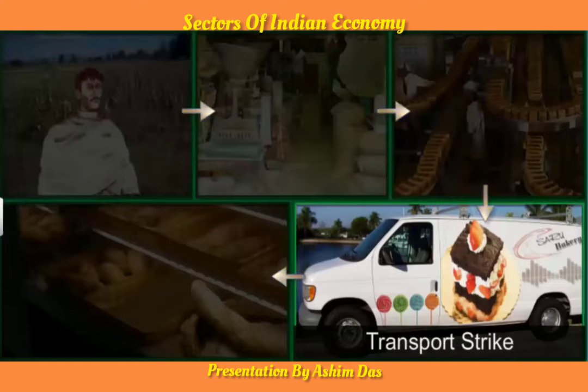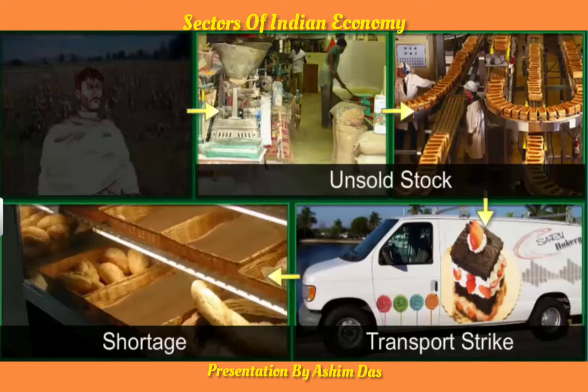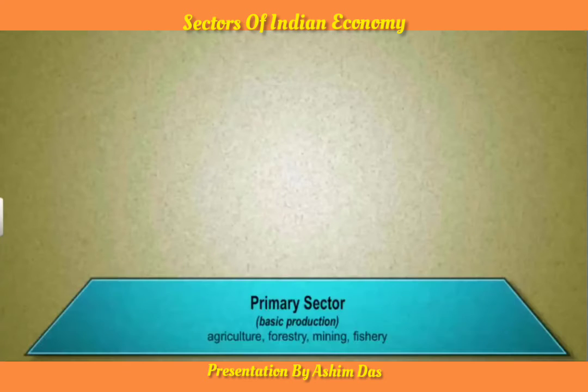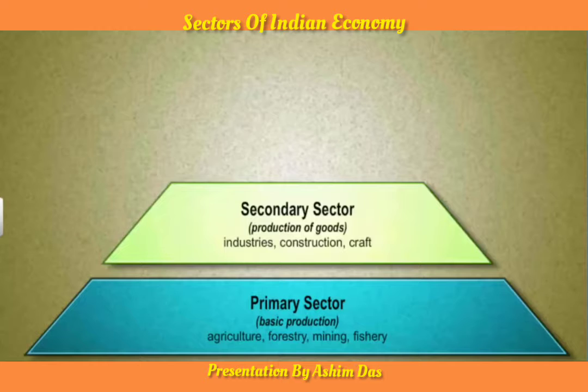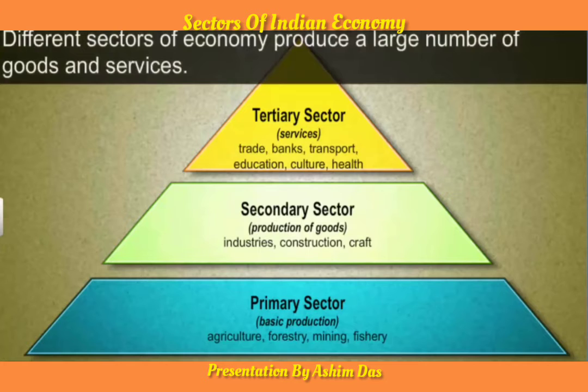Similarly, if the transporters go on strike, unsold stock will pile up with the manufacturers, while there will be shortage of goods at the shops. The primary, secondary, and tertiary sectors of the economy involve the production of a large number of goods and services.